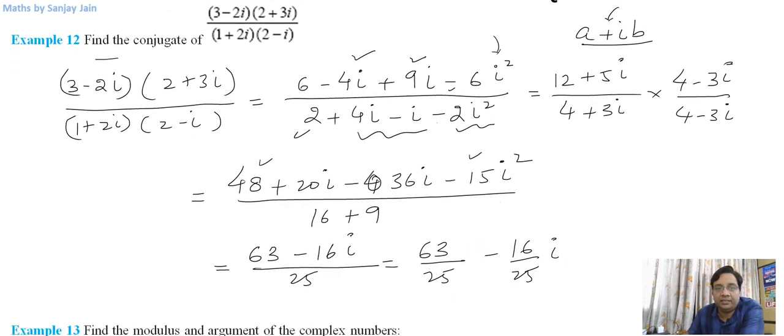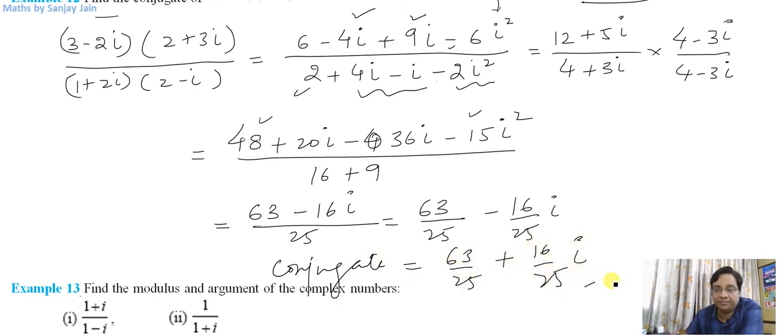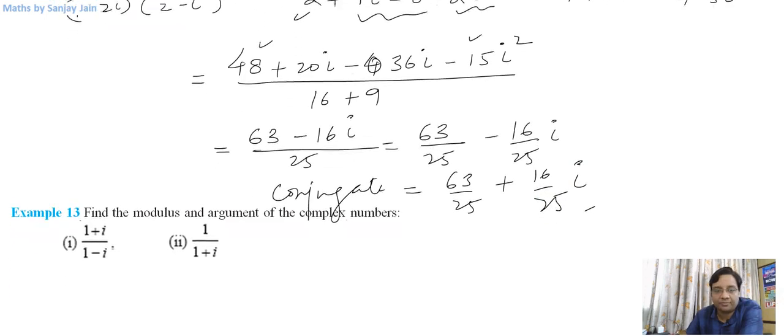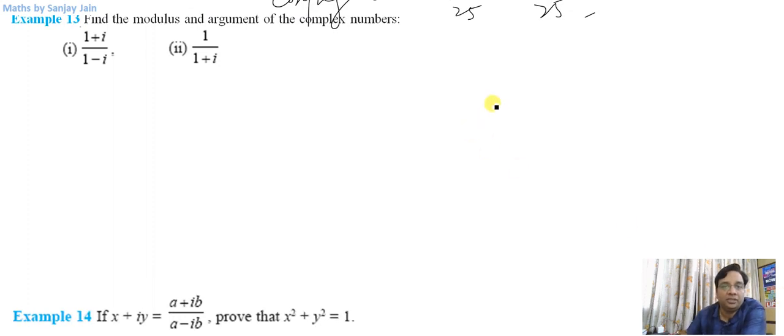Now I need its conjugate, so the conjugate will be 63 by 25 plus 16 by 25 iota. We need to find the modulus and argument of these complex numbers, right?